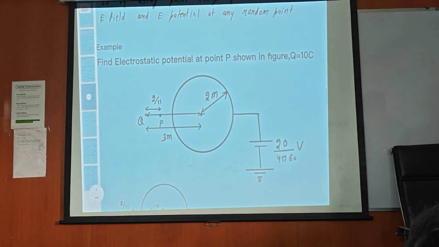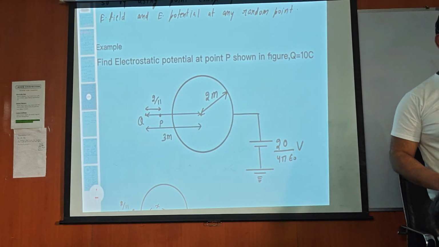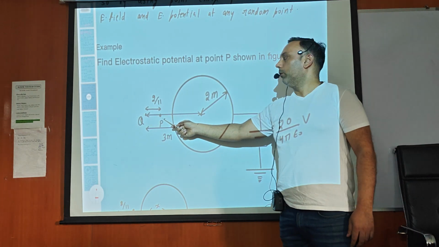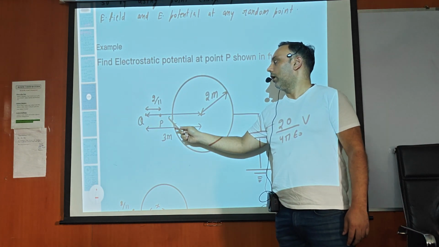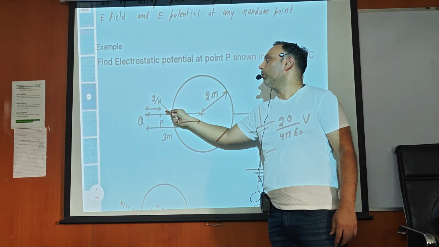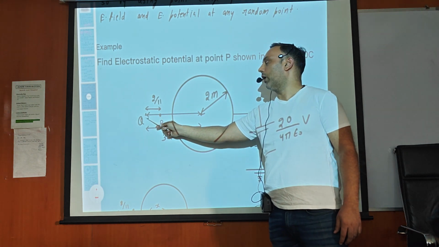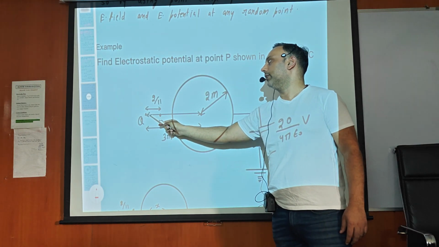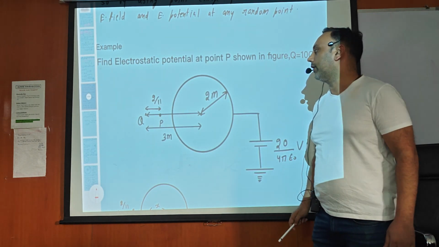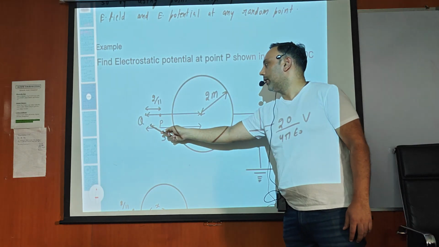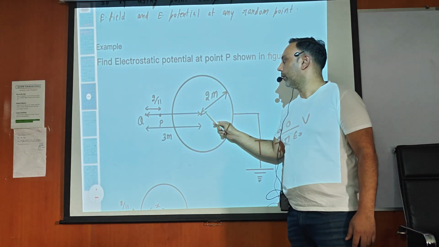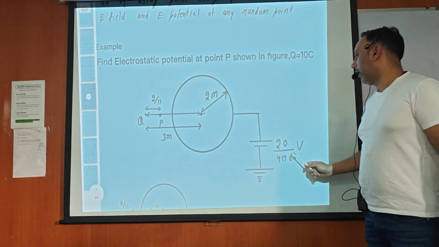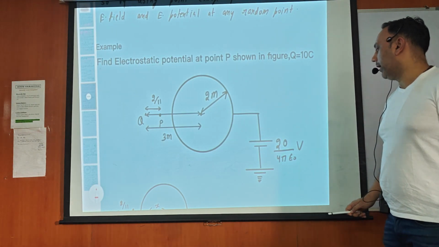Find the electrostatic potential at P shown in the figure. So at point P, we need to find the electrostatic potential. That point P is at a distance 2 by 11 meter from the point where 10 coulomb charge is kept. The charge is kept at a distance 3 meter from the center, and the radius is 2 meter. The battery is also there, having potential 20 by 4 pi epsilon naught.